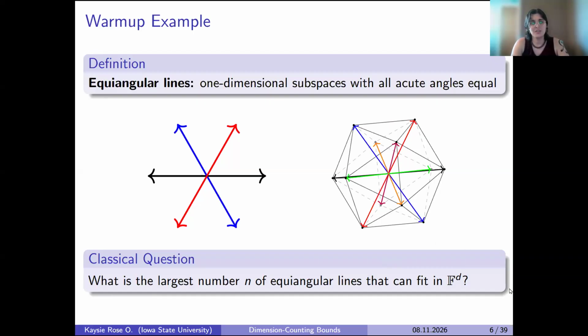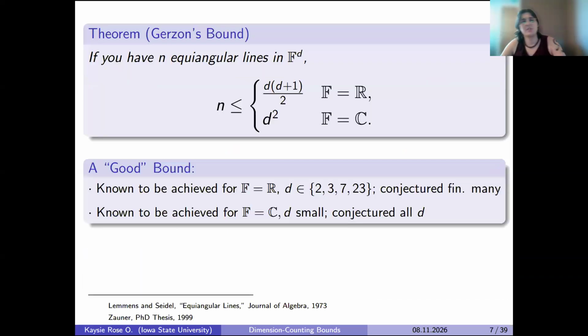So this is a classical question, and one of the better resolutions to it is an upper bound, called Gerzon's bound. So if you think about frame type stuff or systems of equiangular lines, this is going to sound really familiar. If you've got n equiangular lines in F^d, and we're only concerned with R or C, you get this upper bound on the number of lines you can have. And in a sense, this is a decent to good bound. Over the real numbers, it's achieved a small handful of times, and it's conjectured that that's basically it.